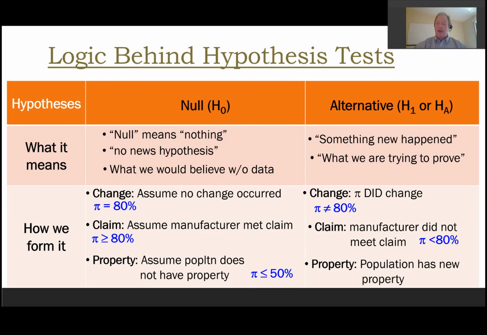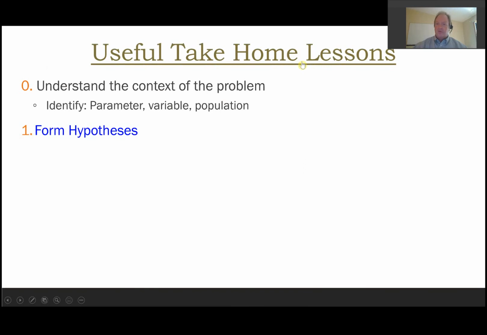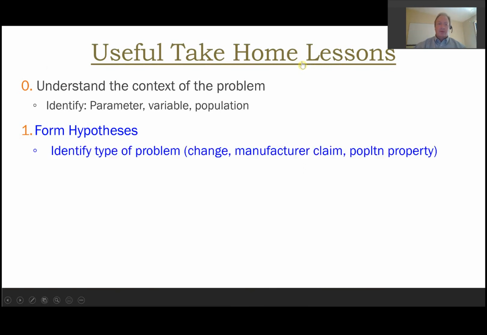And finally, when we're looking at some sort of property that we want to show the population has, the alternative would be saying it does have that property. Or in this case, for the rat empathy, the percentage of rats that exhibited empathetic behavior would be above 50%. So it's important when you're doing these hypothesis tests to form the hypotheses also, okay? And so, again, a good thing to do is to sit down and identify the type of problem. Am I looking at a change that occurred? Am I testing a manufacturer's claim? Or am I looking to see if a population has some sort of property?